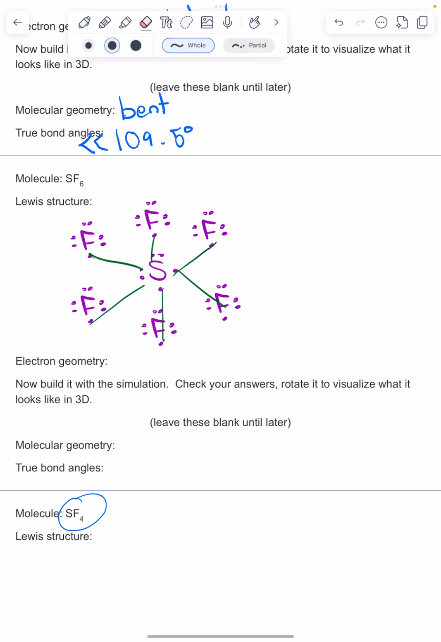Oh, I just realized I had the wrong number of electrons on here. 1, 2, 3, 4. No, I have 6. Oh, I do this all the time. I don't know why this keeps happening. I keep bonding an atom to a single electron. There we go. All right, so that's SF6. 6 bonds all surrounding that sulfur.